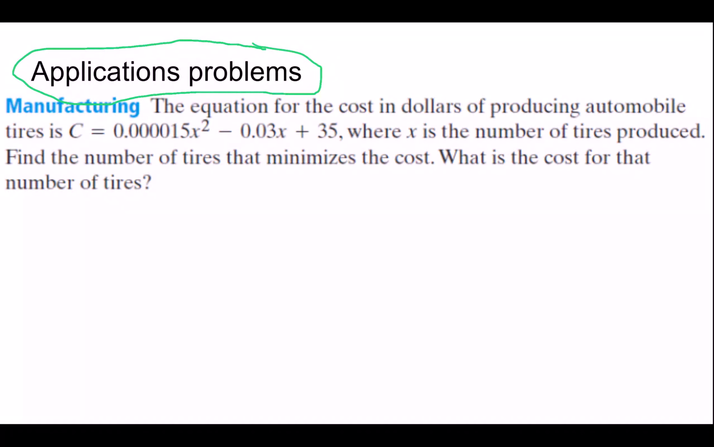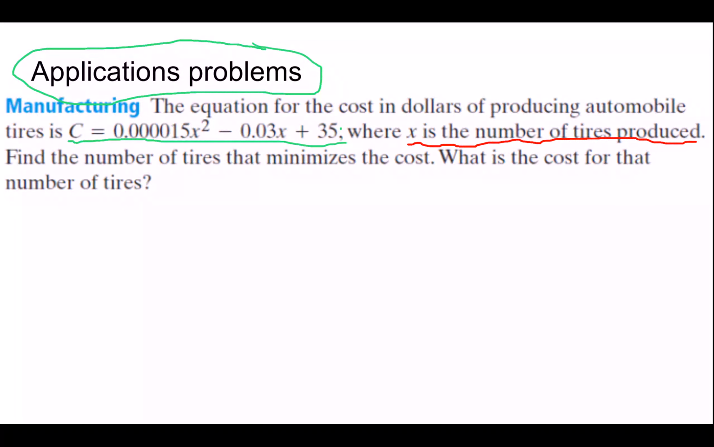So the first one that we have is the equation for cost in dollars of producing automobile tires is C equals 0.00015x squared minus 0.03x plus 35. So that equation can model my cost. And they also said that x is the number of tires produced.